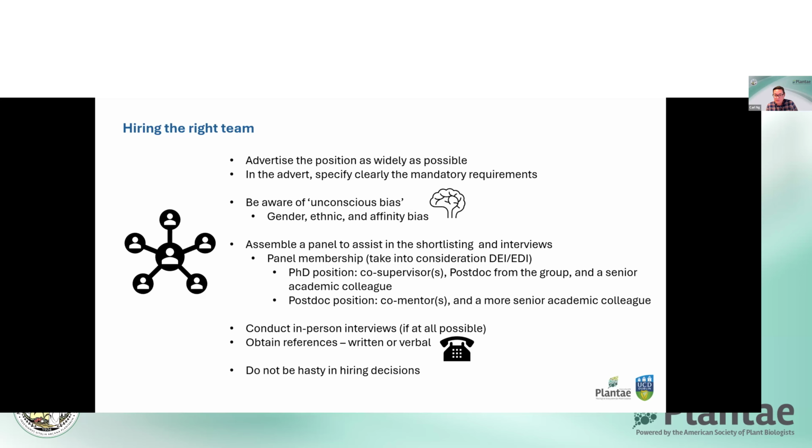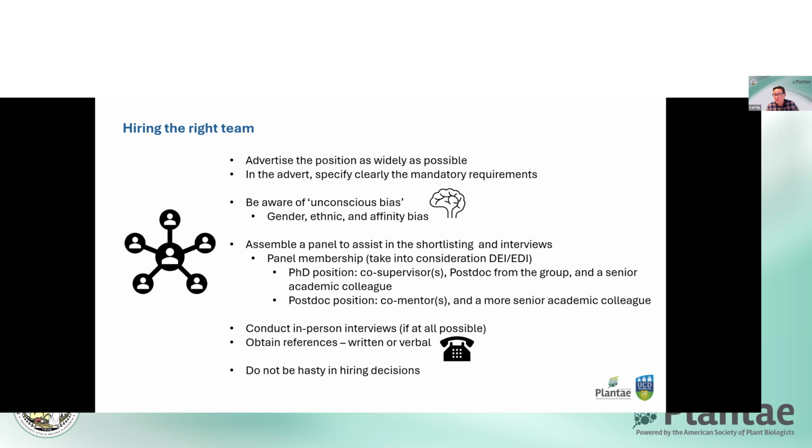Now for a postdoc, it's slightly different. I would invite co-mentors and a more senior academic colleague as well. Now, I think it's important to actually conduct the interviews in person, if possible. I know sometimes it's really difficult if you're from the other side of the world.